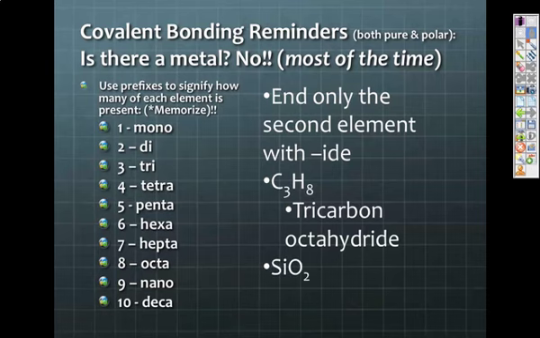Okay, SiO2. What would that one be called? Yeah, silicon dioxide. Now the question is, why don't we use mono to start it off? It's because we never use mono on the first word, even if it is just one of them. Just a little reminder for us there. So silicon dioxide.